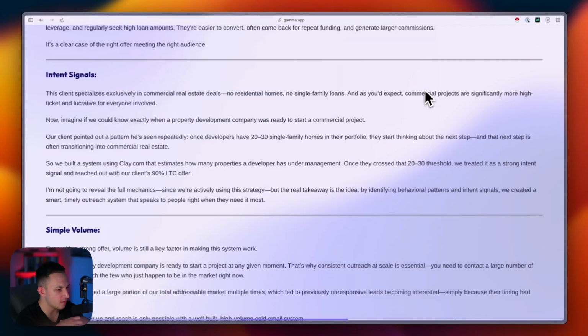Now, I'm not going to reveal the exact mechanics of how we set this up because, again, we are still using this strategy. And as I'm sure you wouldn't want me sharing your lead gen strategies, I'm not going to be sharing our clients' lead gen strategies. But the real takeaway here is you want to identify behavioral patterns and intent signals that a lot of your current clients are doing and having. And if you can identify that, you can just target people based on that, okay? And that could be very, very strong, okay?